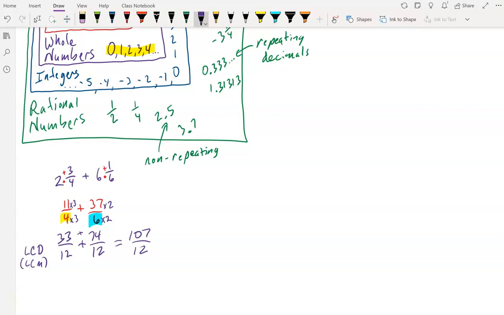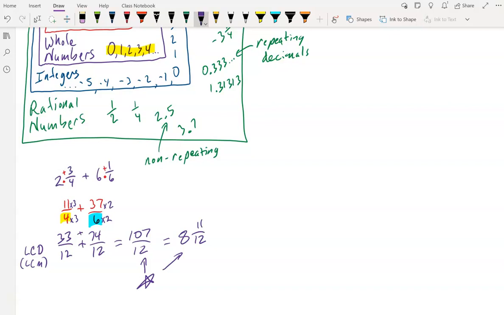Now, if I wanted to, I could convert that into a mixed number, but this is good. This is excellent. But if I want to, I can convert this to a mixed number. So 12 goes into 107 how many times? Well, I believe that would be 8 times. 12 times 8 is 96. And so I would have 11 left over. And I keep my denominator the same. So either one of these is perfectly fine. 107/12 or 8 and 11/12.